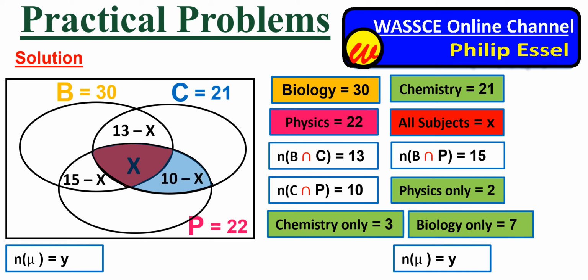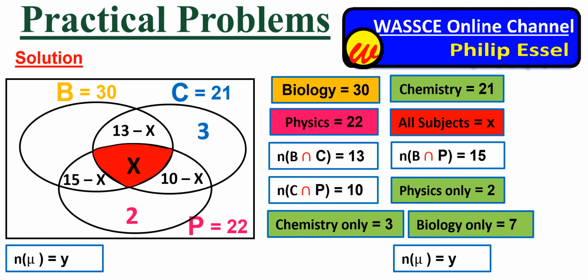Next, let's look at the region that represents physics only. This region with the number 2 represents physics only. Remember from the question, 2 students read physics only. We know that 3 students read chemistry only. So let's write the number 3 at the appropriate region. So the number 3 would be in this region. That is the region for chemistry only.